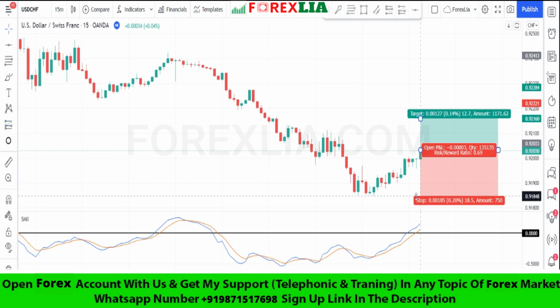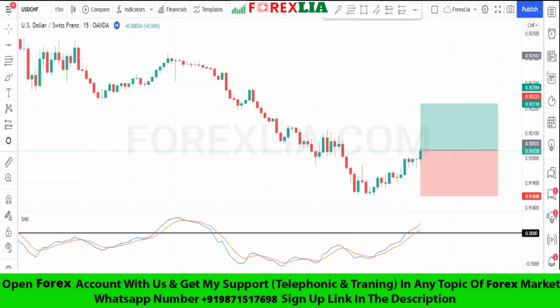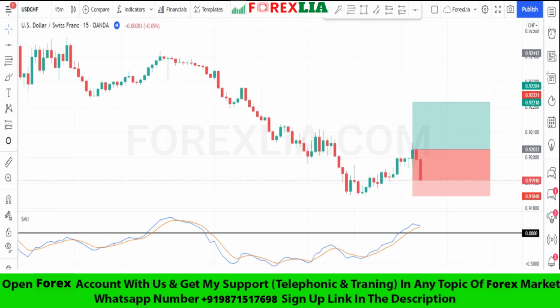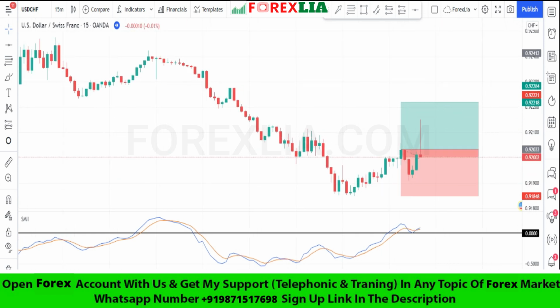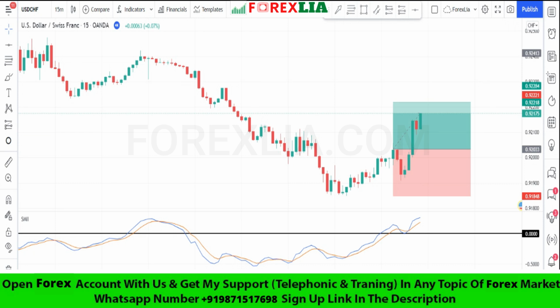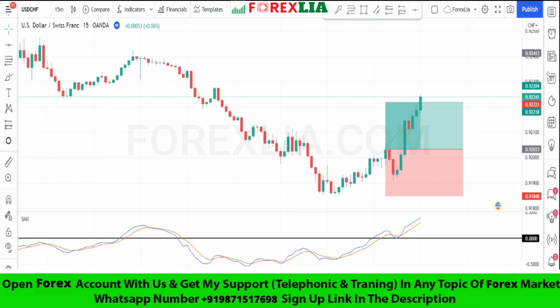Set the stop loss at the previous low point. Set the profit target 1:1. We won this trade.